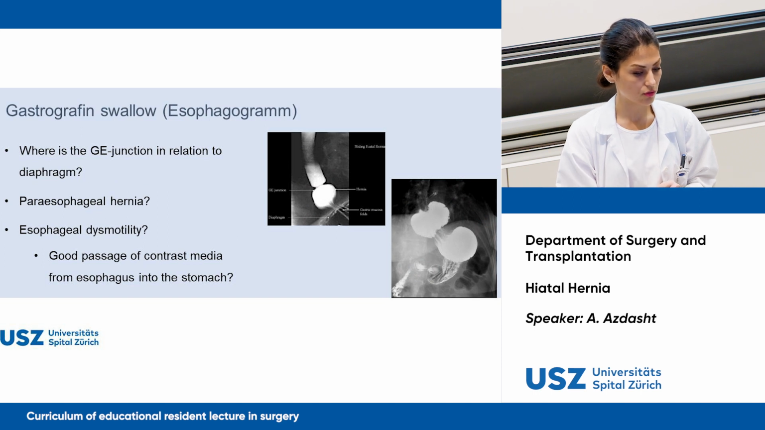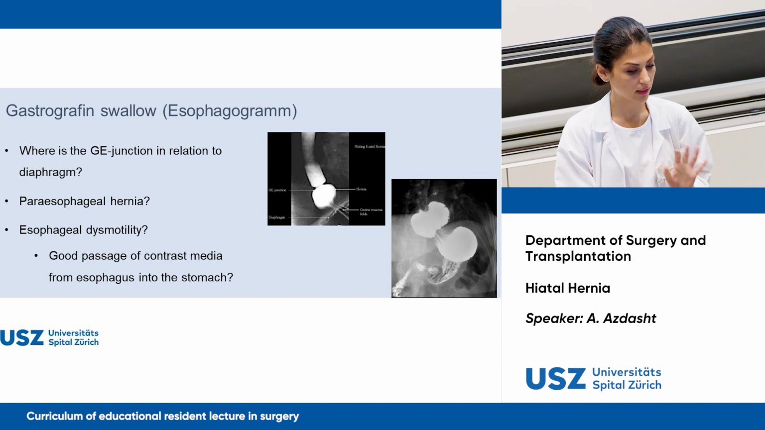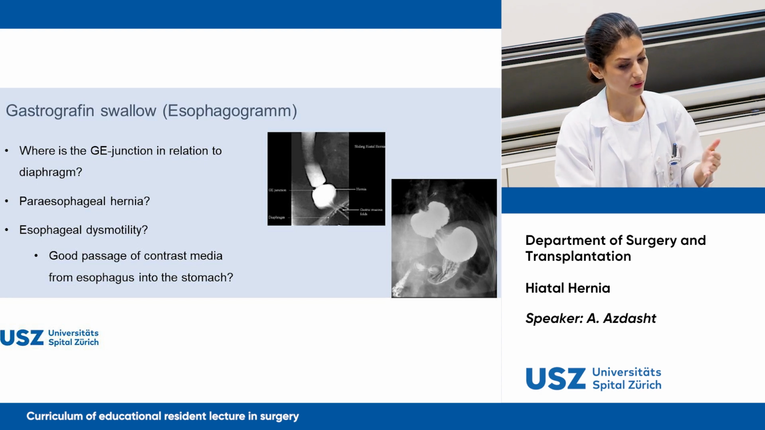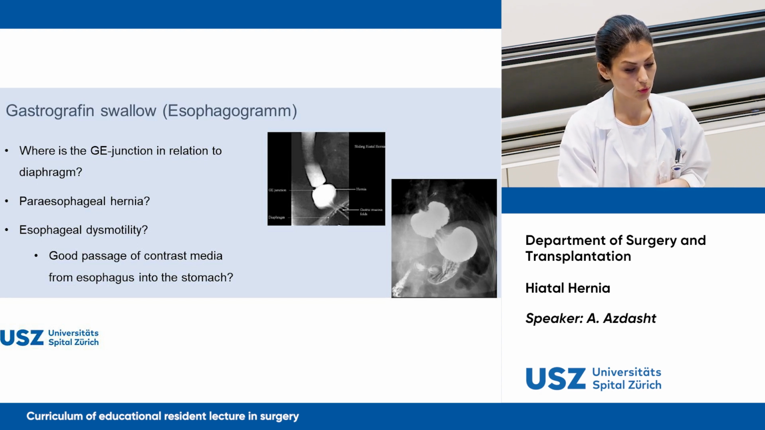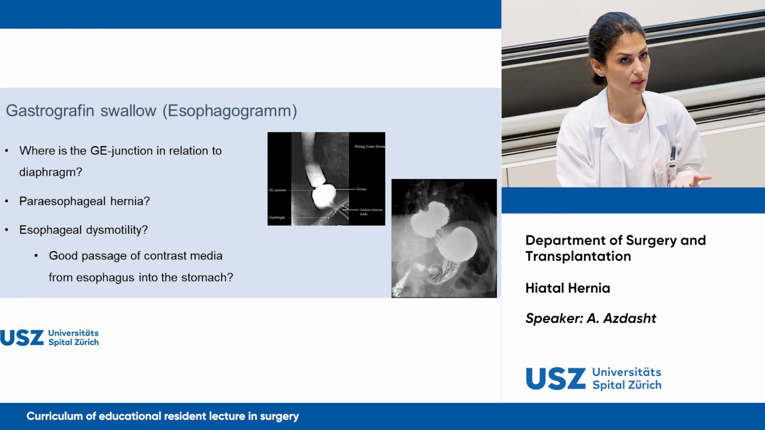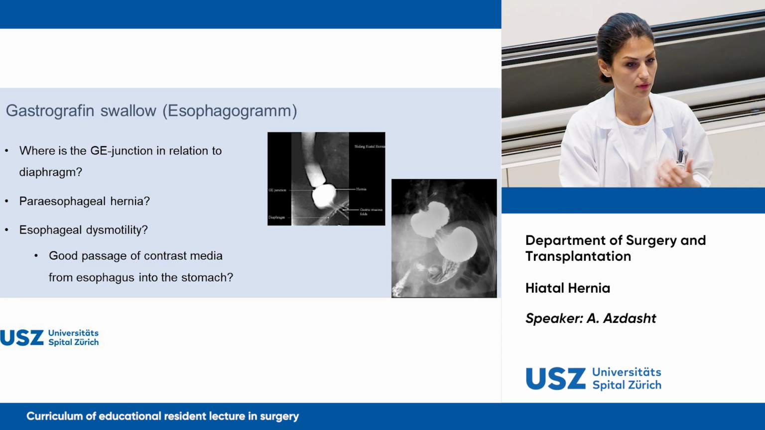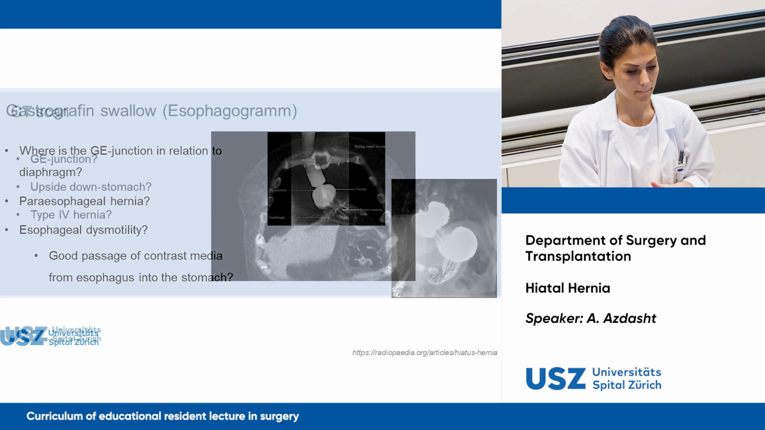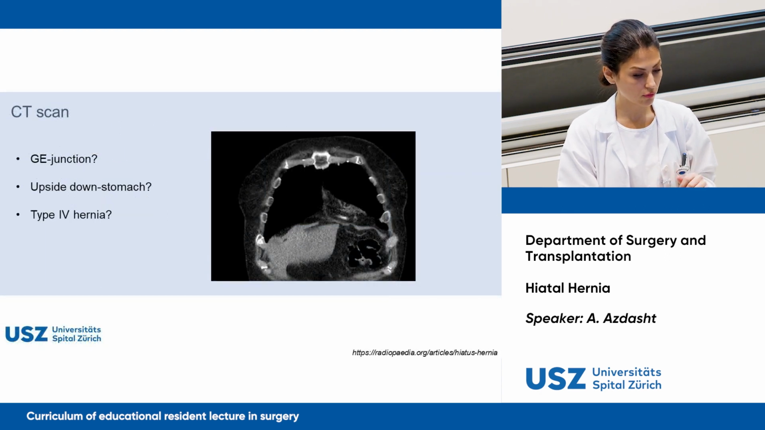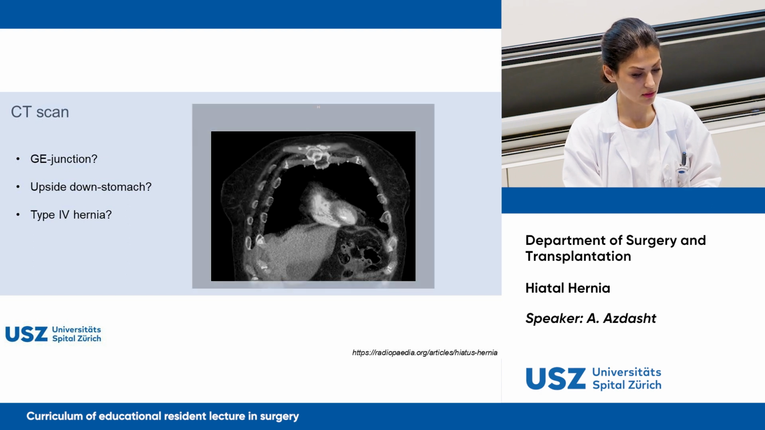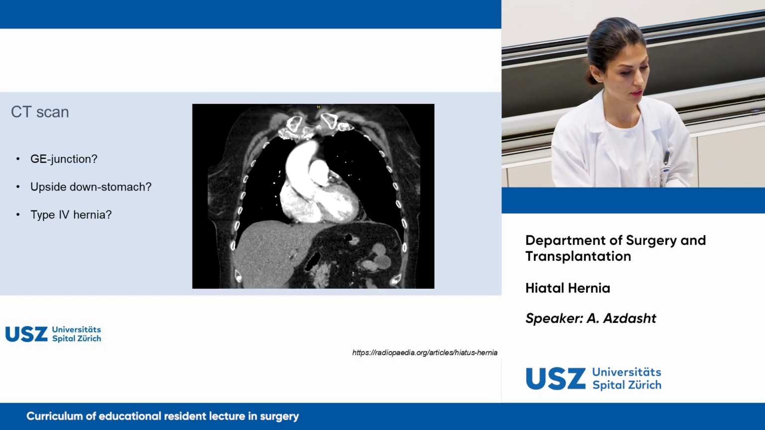We also do a gastrografin swallow, and here we can take a look whether the gastroesophageal junction is above or below the diaphragm. Do we have any periesophageal hernias? Or do we find any dysmotility? Or do we have a good passage of the contrast media? We can also go for a CT scan, where we find an upside-down stomach or a type 4 hernia.